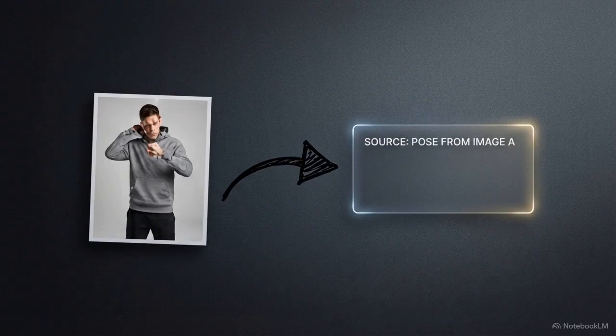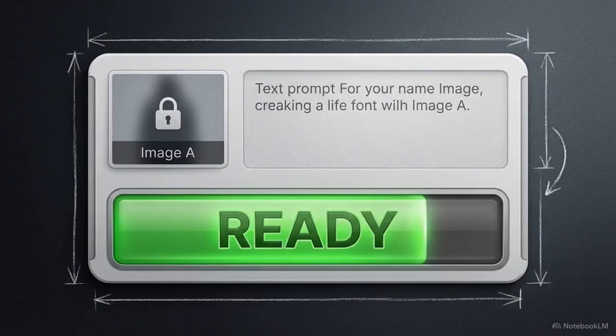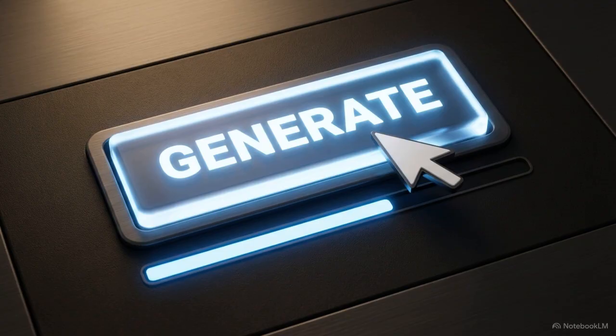Now, write the final explicit command into the prompt box to forge the connection. Type "use Image A for the character's pose." By explicitly assigning that variable, you remove the guesswork. The system stops generating random ideas and functions purely as an obedient camera operator executing your structural commands. Step 3. With the text stage set and the image variable assigned, execute the generation sequence.